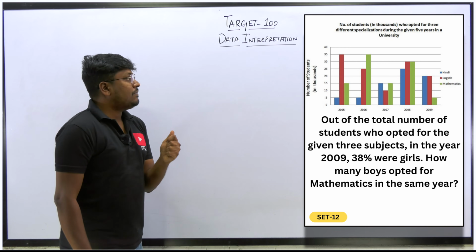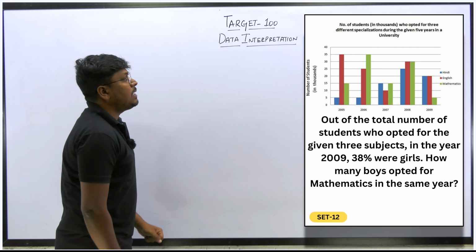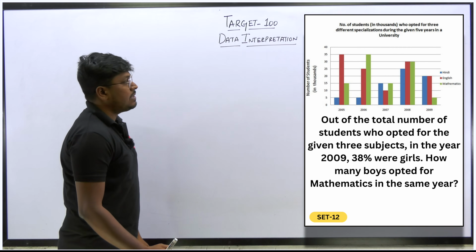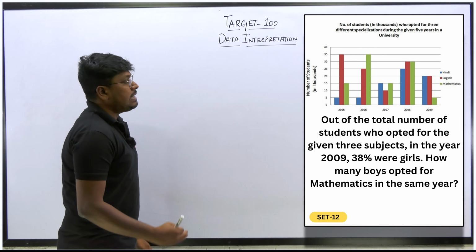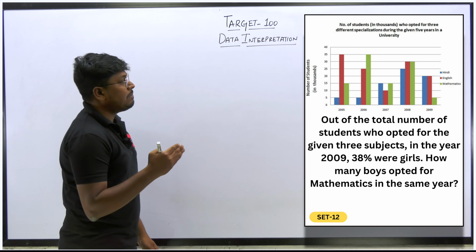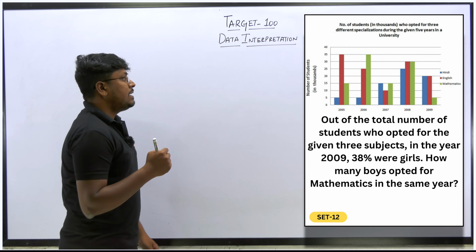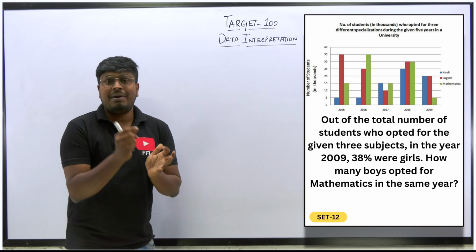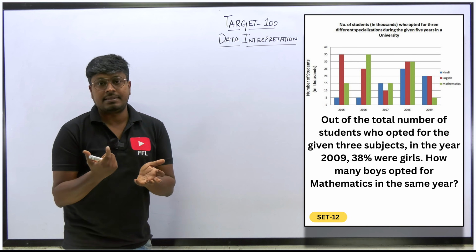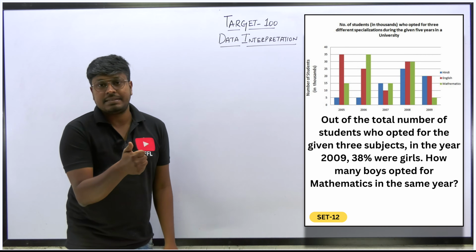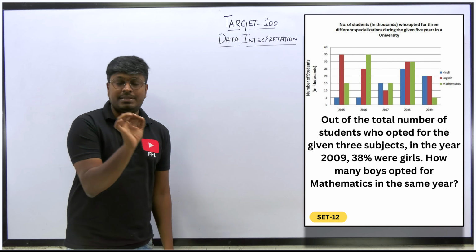So, first question: out of the total number of students who opted for the given 3 subjects in the year 2009, 38% were girls. How many boys opted for mathematics in the same year? So our target is to find the boys. If 38% are girls, then the remaining 62% will be boys.